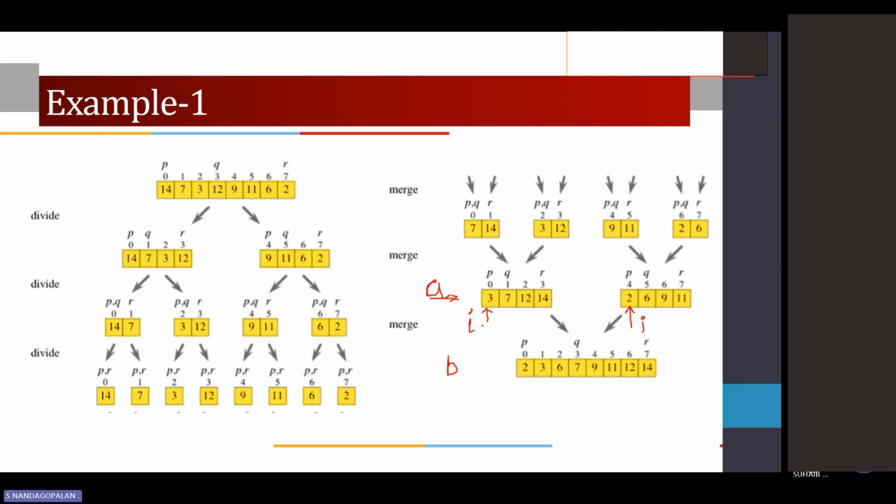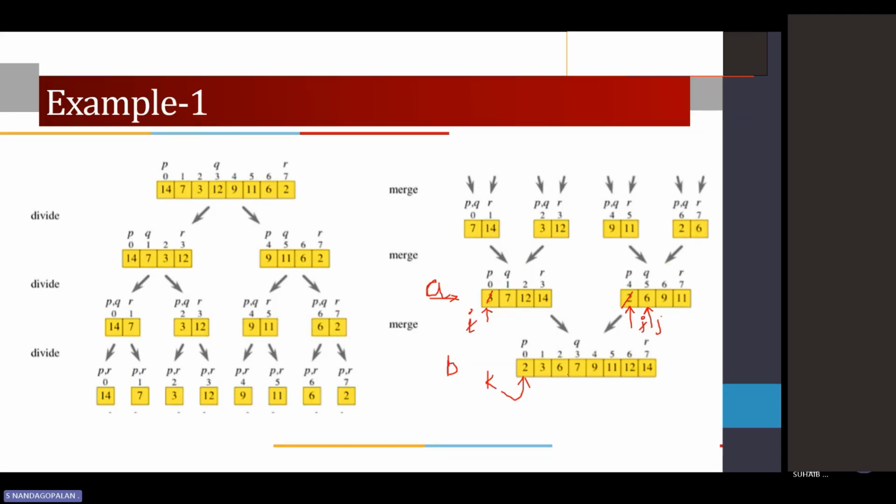So compare the elements pointed by I and J. Whichever is smaller, push it into the third one. So I may call this as another auxiliary array with a pointer. So now 2 is smaller compared to 3, so 2 gets this. And increment corresponding pointer. So J actually moves here. Now compare again the same thing pointed by I and J. So 3 and 6. In this case, 3 is small.